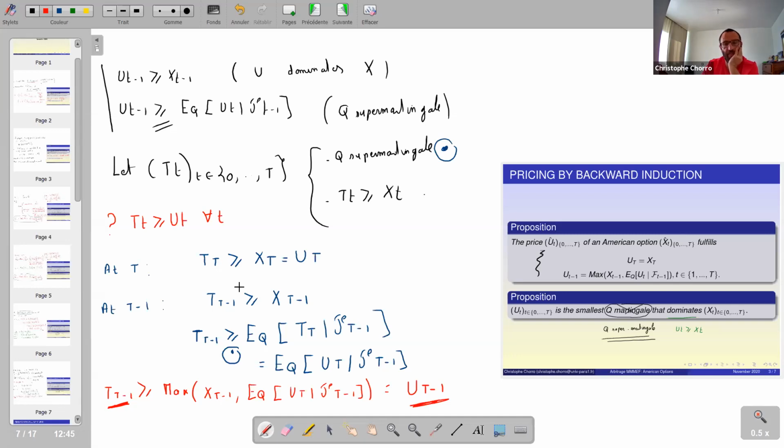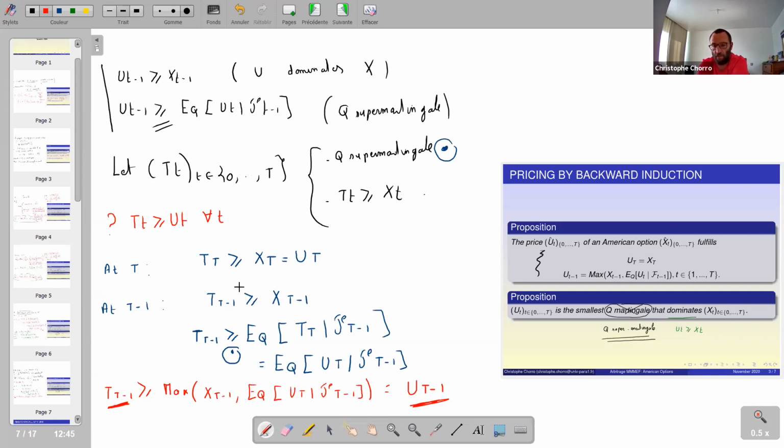And you can continue. If you want to do it properly, you can try to continue my reasoning here. I will stop here, but you do a backward induction. Suppose that it is true at time t and prove that it is true at time t minus 1. What you will have to do is use the Q-martingale property and the induction hypothesis.